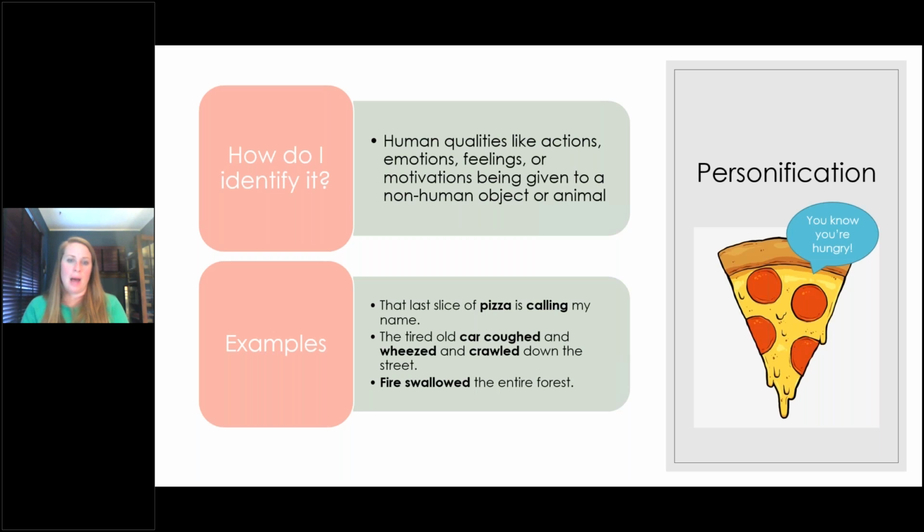And it's actually pretty common. You see it quite a lot. But looking at some examples here. If we said that piece of pizza looks good, we obviously know it's appealing. But if we change the wording and say the last slice of pizza is calling my name, pizza can't actually call you on the phone. It can't shout out to you. That'd be kind of weird if it did.